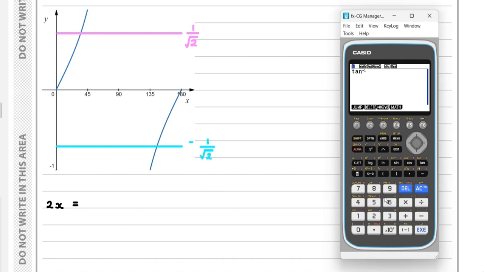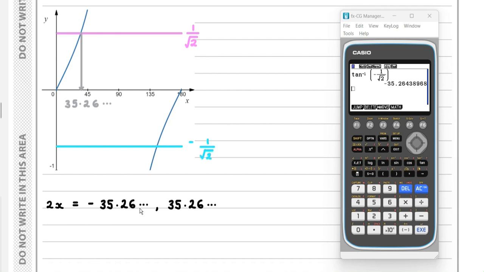If I do the inverse tangent of 1 over root 2, we end up with 35.26, etc. So 2x will equal 35.26, etc. Now, if we change this, so we have the inverse tan of negative 1 over root 2, we come out with a value of negative 35.26, etc. And we'd have to reject this because it is not in the domain of 0 to 180.